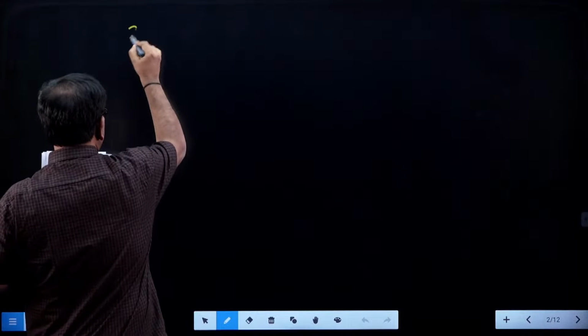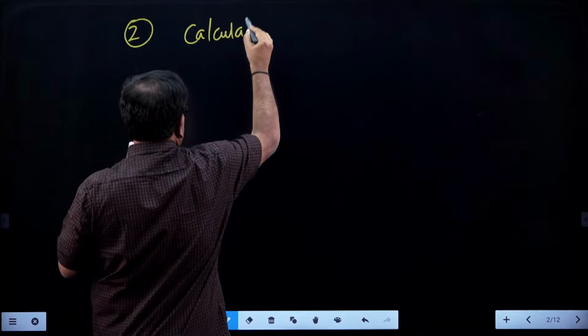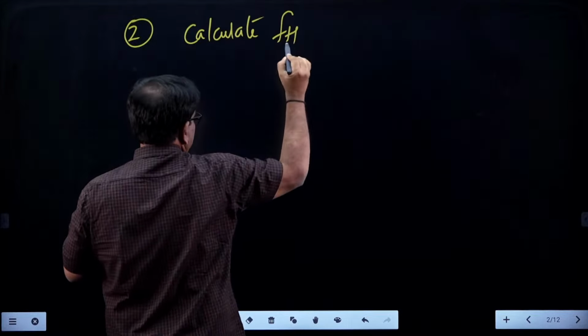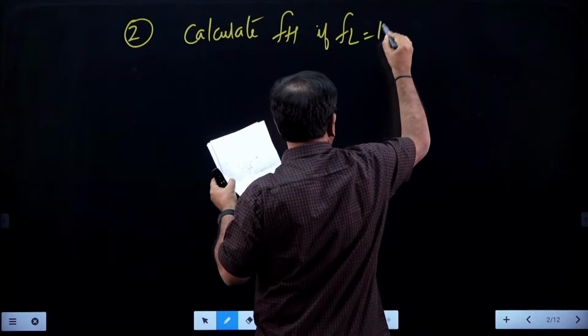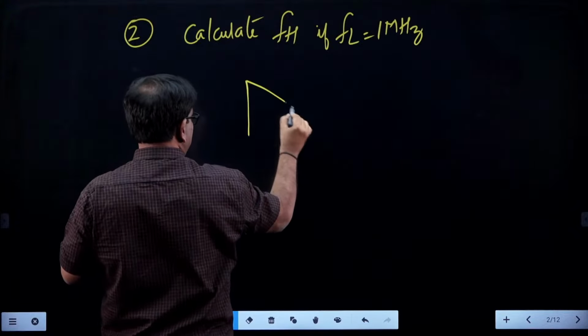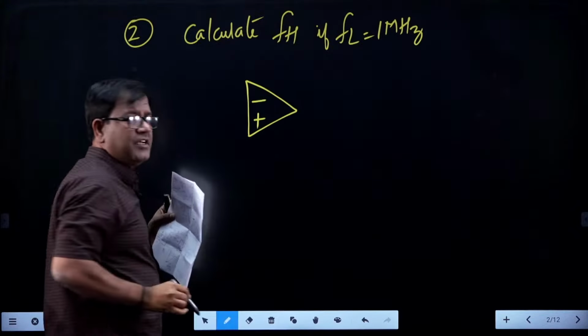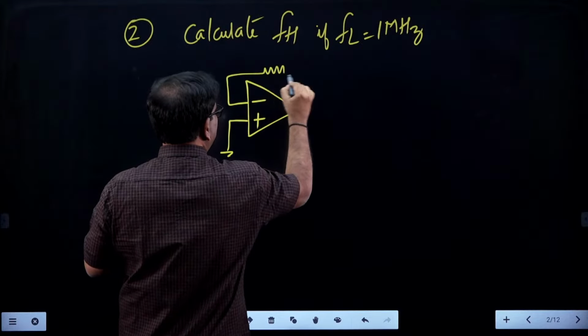Now, the second one is: calculate the upper cutoff frequency if the lower cutoff frequency is given as 1 megahertz. Now, the given circuit is a band pass filter, and you are asked to calculate the upper cutoff frequency.